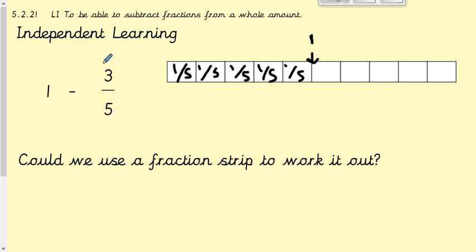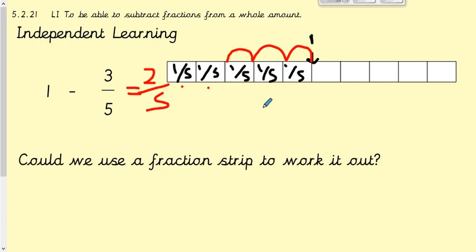So then we need to take away 3 fifths. So we just need to jump backwards 3 fifths. So if 1 whole's here, we need to take away 3. 1, 2, 3. And then we land on 2 fifths. 1, 2. So our answer would be 2 fifths.